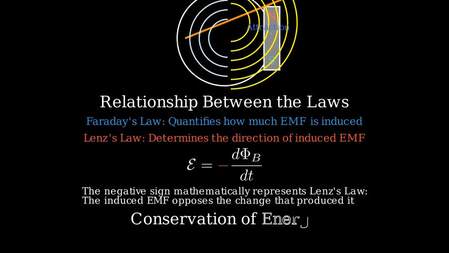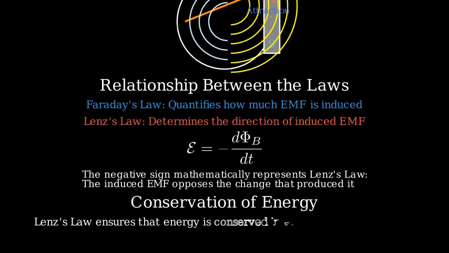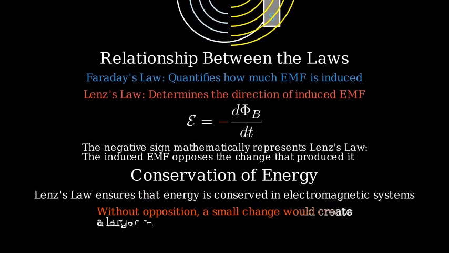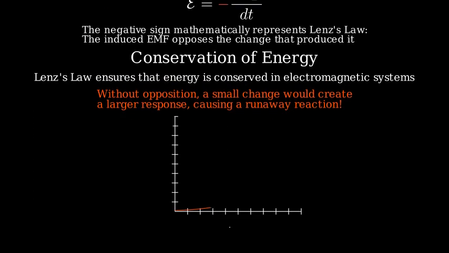It's important to understand why Lenz's law exists. Lenz's law is actually a consequence of the conservation of energy. If the induced current were to flow in a direction that reinforced the change in flux, we would have a runaway process that would create unlimited energy, which would violate the first law of thermodynamics.